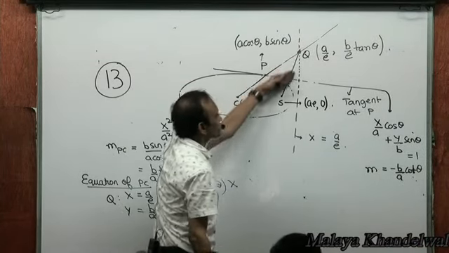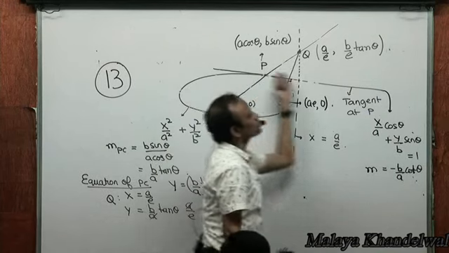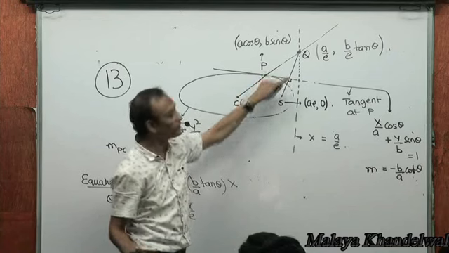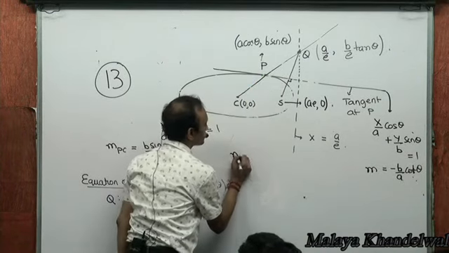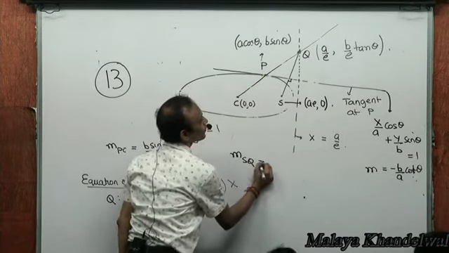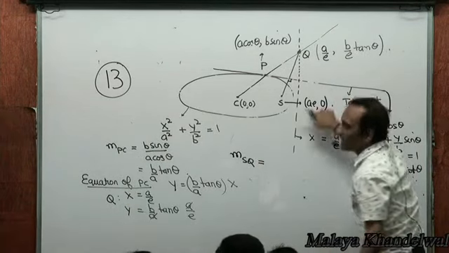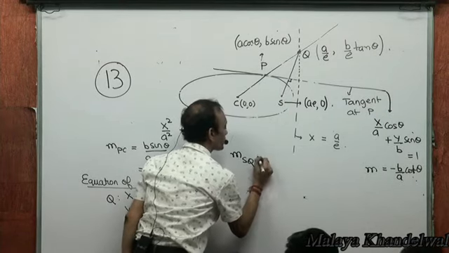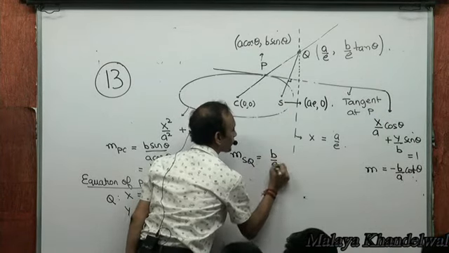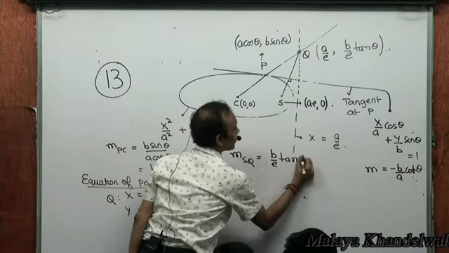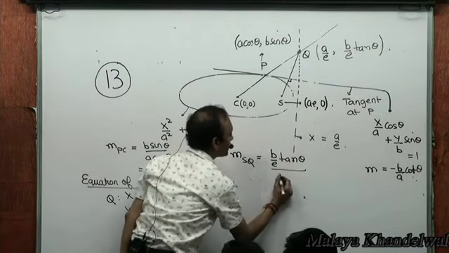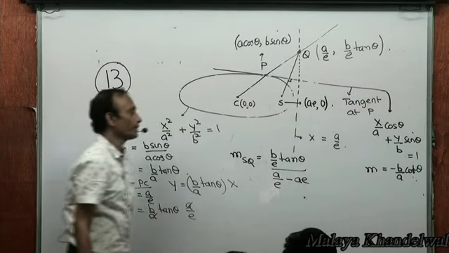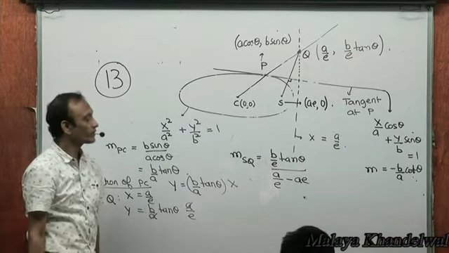Now, if I can show that the slope of SQ into the slope of the tangent is minus 1, then the problem is solved. Then this must be perpendicular at this point, right? Now, what is the slope of SQ? y2 minus y1 by x2 minus x1, right? b by e tan theta minus 0 divided by a by e minus ae, right?